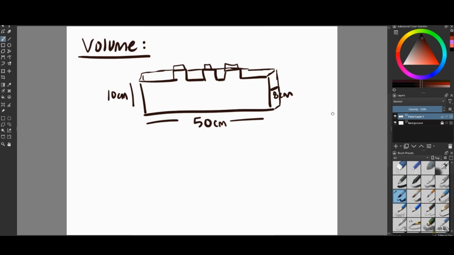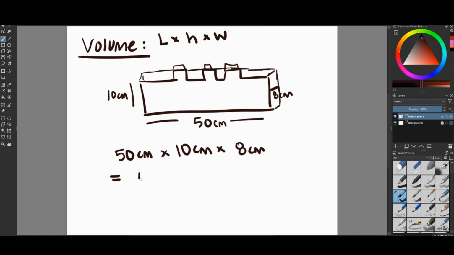So then all we would have to do is multiply that length, 50 centimeters, times our height, which is 10 centimeters, and then times our width, which is 8 centimeters. So we have length times height times width. If we put this into our calculator, we would get a total of 4,000.